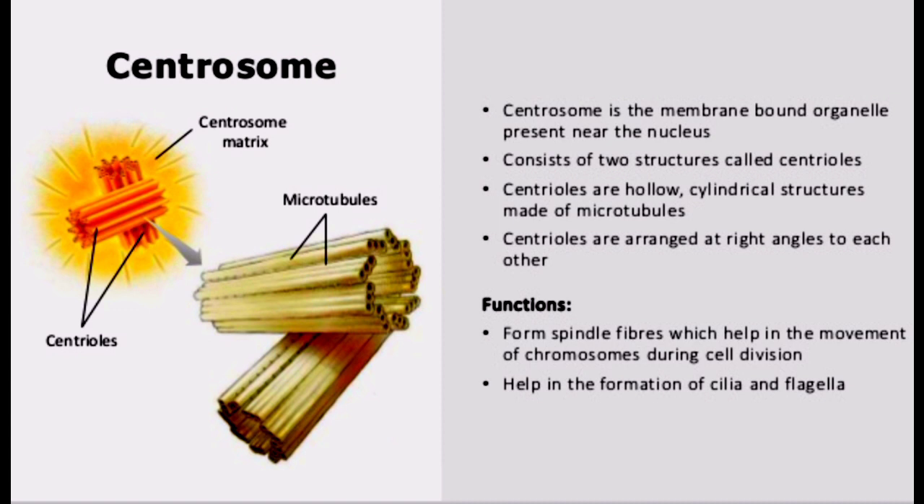The main function of centrosome is to initiate and help in cell division in animal cell. During nuclear division, the centrioles move to the two opposite ends of the cell and spindle fibers develop from it. So, it generally participates in the cell division. So, the function of centrosome is to form a spindle fiber which helps in the movement of chromosomes during the cell division. It also helps in the formation of cilia and flagella.